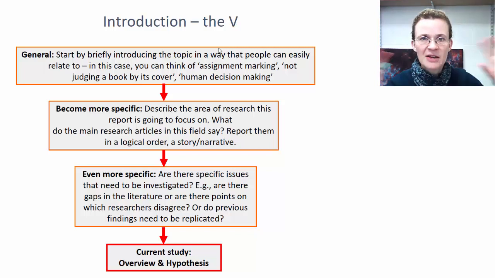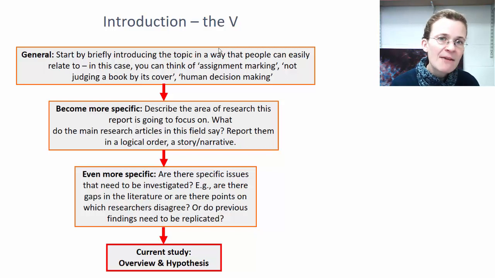Once you've given that general, eye-catching introduction, you then become a bit more specific and start talking about research. What's the area of research that has looked at this thing? What are the main researchers in this area and what are they saying about this topic? Try to make that sequence logical. It's not an annotated bibliography, just one after the other. Try and weave them together into a story.